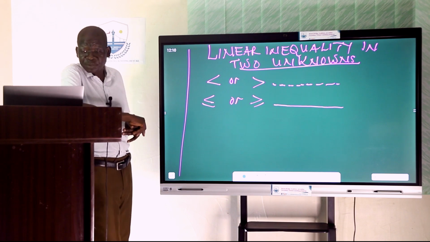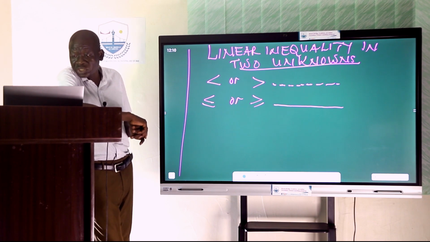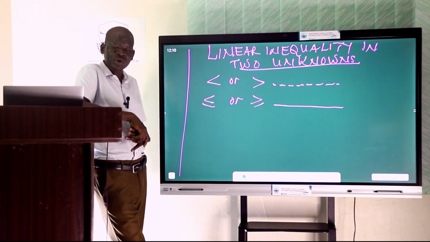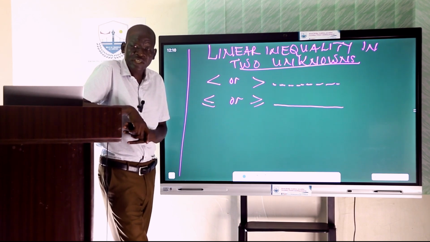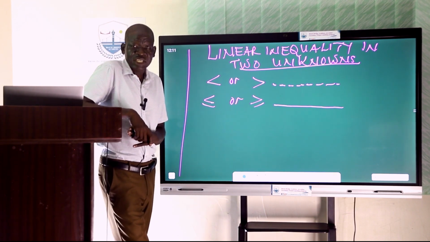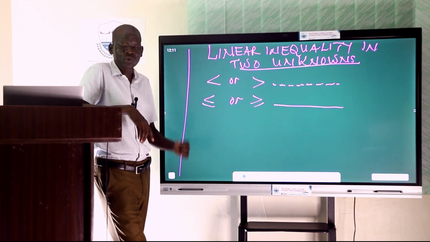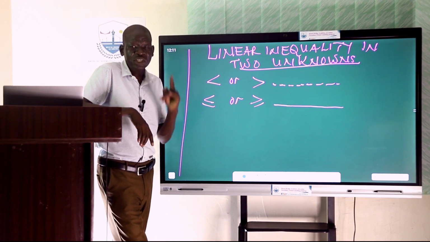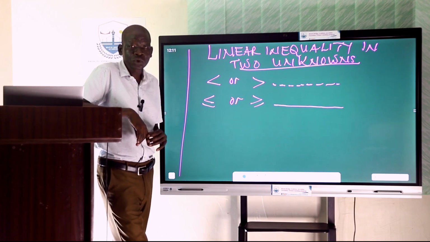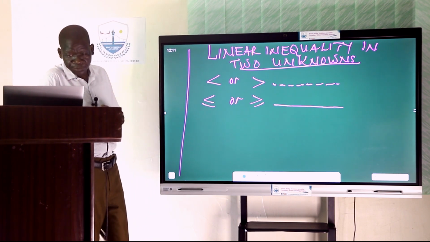The next step is to join the two intercepts for each line with a continuous or broken line, depending on the sign of the inequality. That is to say, if the inequality sign is less than or greater than, we use broken lines. However, if it is less than or equal to, or greater than or equal to, we use a continuous line.